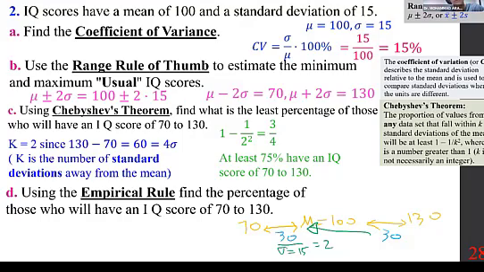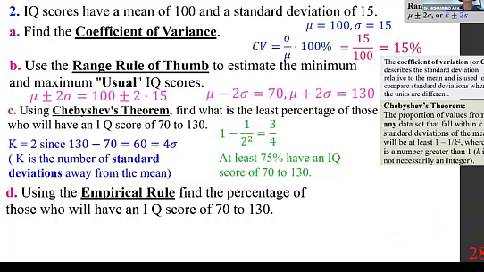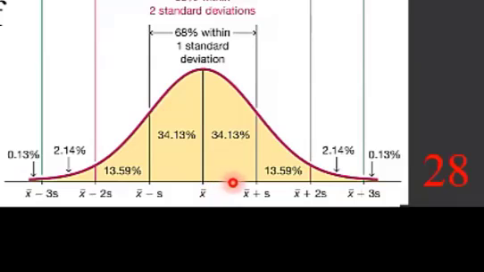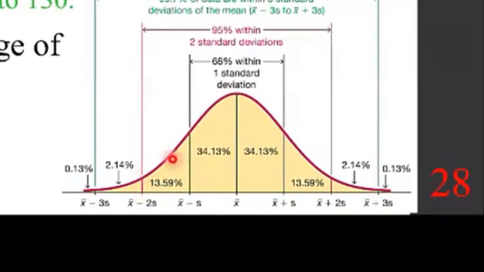Now, as far as the empirical rule, first and foremost, let me just erase that. In essence, the empirical rule is the same as the range rule of thumb. So within 2 standard deviations, it covers about 95% of the data. If you look at this drawing, we start from the mean and we go 1 standard deviation away from the mean. On each side, it covers about 68%. If we start from the mean and we go 2 standard deviations, this is about 95%.